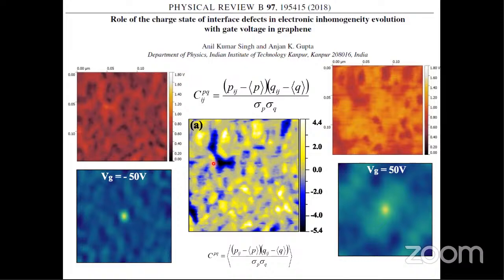So not only do we see the inhomogeneities because of the interface charges, but we also see that these interface charges are changing their charge state as you go to different gate voltages. So these inhomogeneities are there and they respond to the gate voltage, which is quite a remarkable finding of this work, which was not quite studied before this one. So we got this paper in PRB rather quickly.